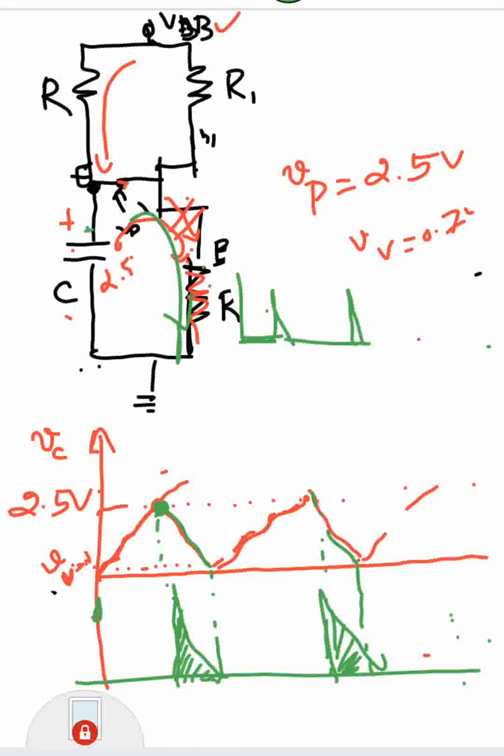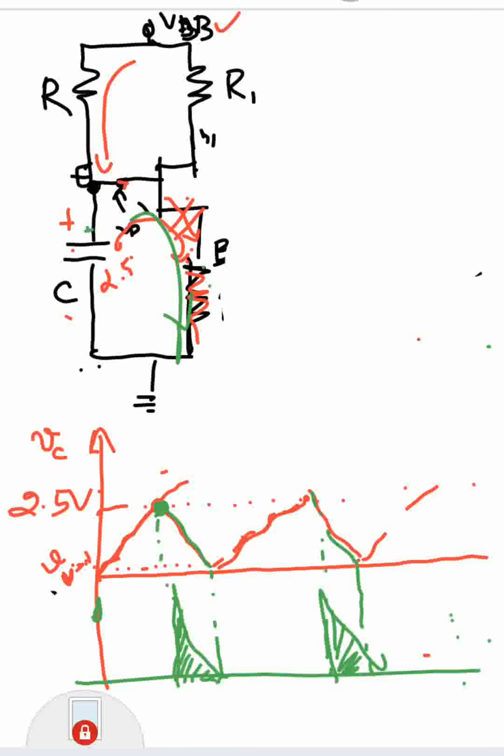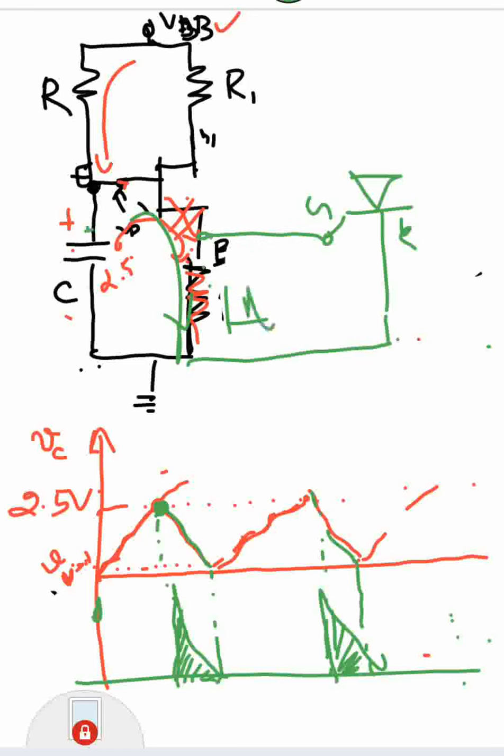Okay. Now how to trigger an SCR? This is very simple. To trigger an SCR, you need to take this SCR. This is its gate and this is its cathode terminal. So between this gate and cathode, I have to connect this. So these pulses appearing here will be immediately available to gate and cathode, and to the anode you can connect the supply voltage.